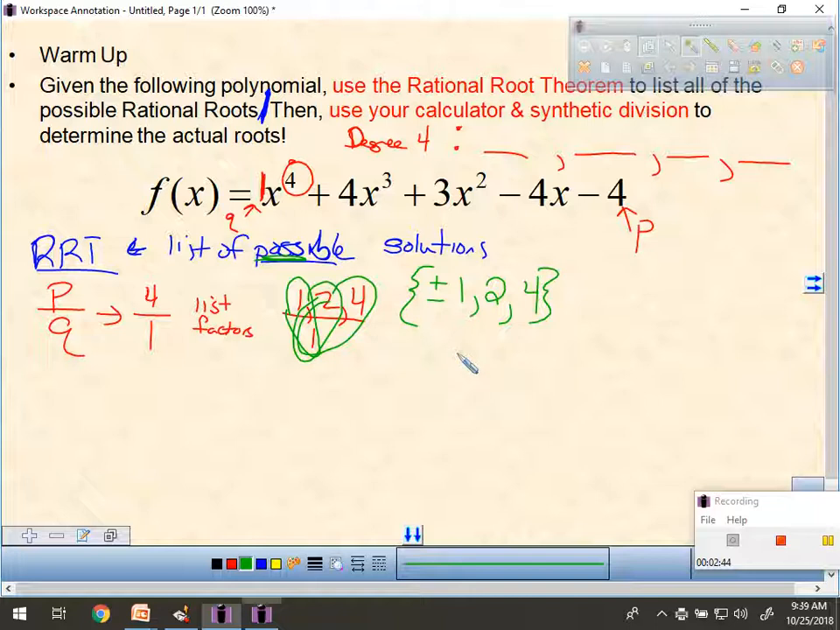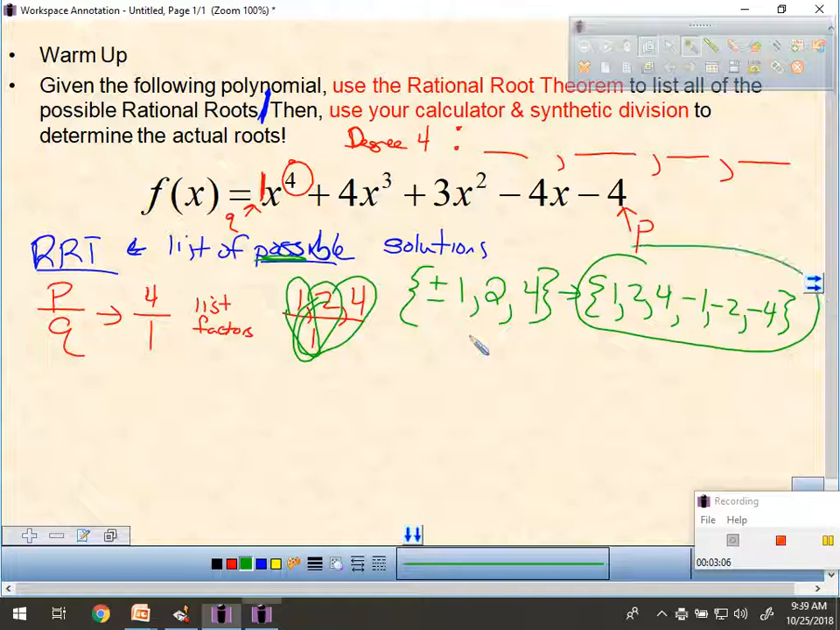So this is my list of possible solutions. But I want you to understand, guys, that that doesn't mean those are my answers. That's just a list of possible numbers to pick from. And in reality, you actually have 6 choices here. Because if you write this out, you've got +1, +2, +4, but you've also got -1, -2, and -4. And so this is my list of possible solutions, my possible rational solutions.